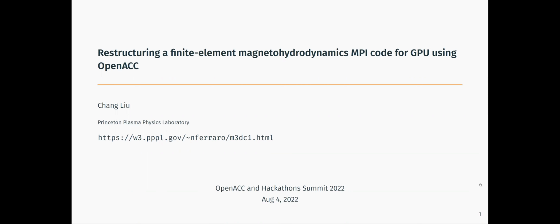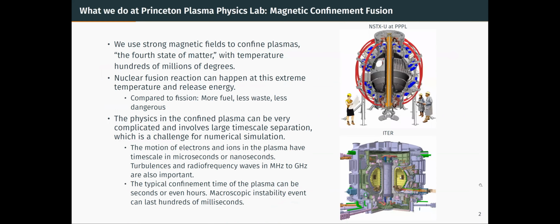First, a brief introduction about what we are doing at Princeton, or PPPL. We are trying to explore new concept experiments to confine plasmas using strong magnetic fields. Plasma can also be referred to as the fourth state of matter. It has a temperature in the hundreds of millions of degrees. In that high temperature state, you can expect a nuclear fusion reaction to happen because the atoms and nuclei can overcome the potential barrier. This can release energy, so it can become a potential new energy resource.